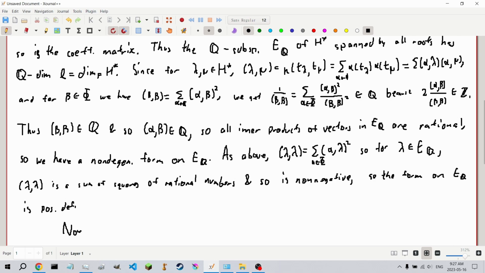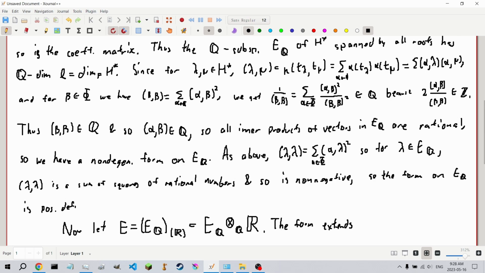Now, let E be the extension of our rational E sub Q to the reals, in the way I described long ago, as the tensor product over Q of E sub Q with R. The form extends canonically to E and is still positive definite.